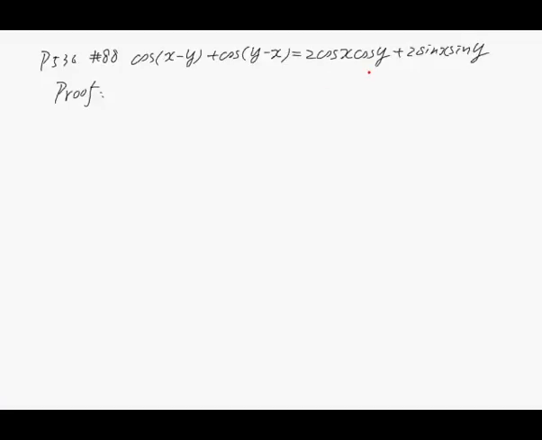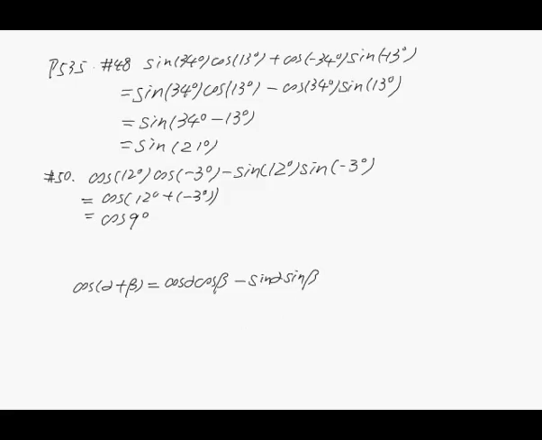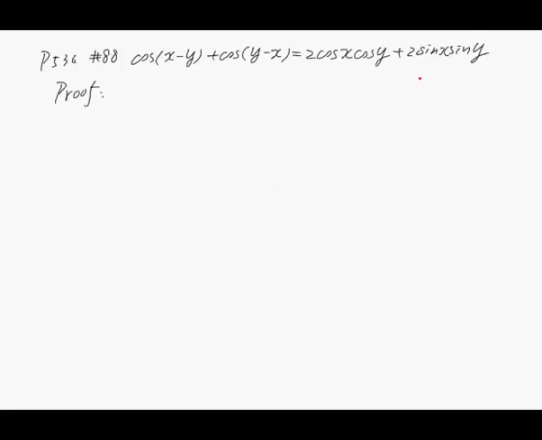If you begin with the right, you cannot use any existing identities. So actually, let's check the identities. You have the cosine of alpha plus beta equal to cosine alpha cosine beta minus sine alpha sine beta. And right now, this guy is a sum, right? So we cannot use the cosine of alpha plus beta.